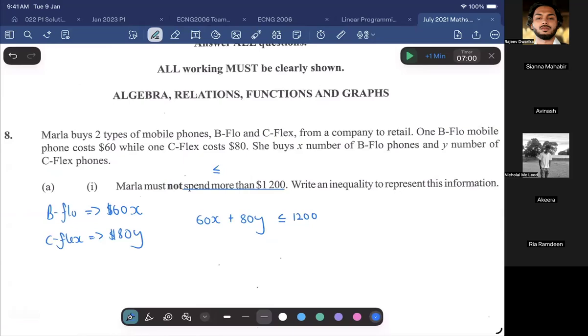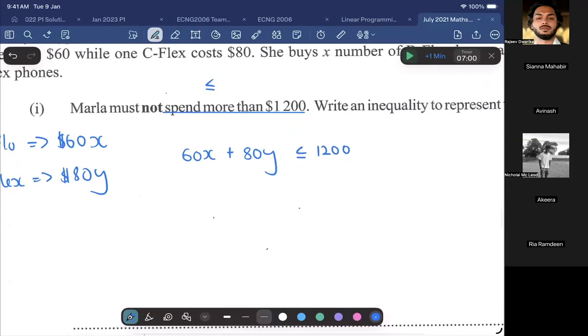Now, with these types of questions, they typically want it in the simplest form. I can tell you that this is not the simplest form. We could potentially divide throughout by a common factor. So what is the greatest common factor between 60, 80, and 1,200? What could go into 60, 80, and 1,200? 10. Yes, I could divide throughout by 10. 60 divided by 10 is 6, 80 divided by 10 is 8, and 1,200 divided by 10 is 120.